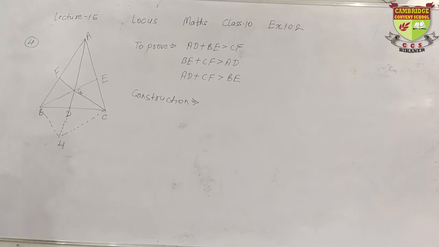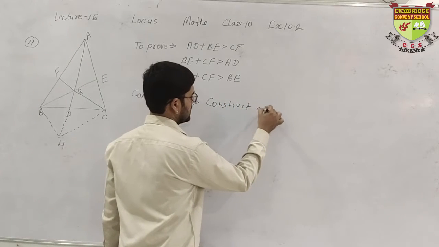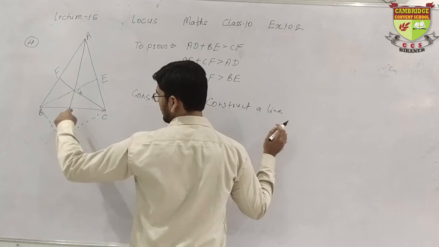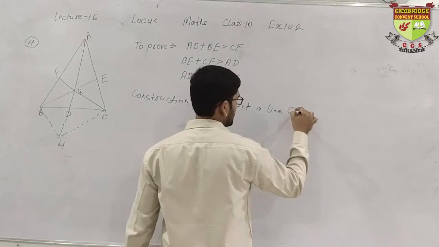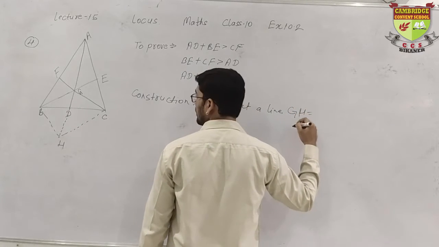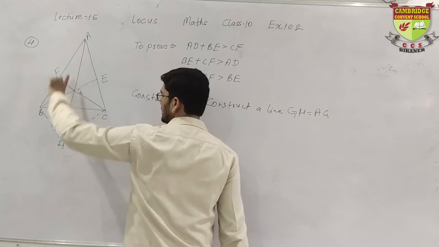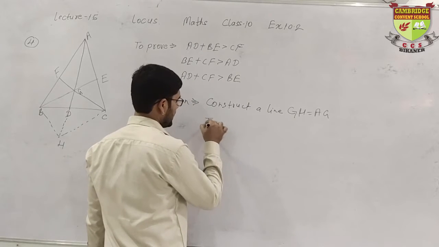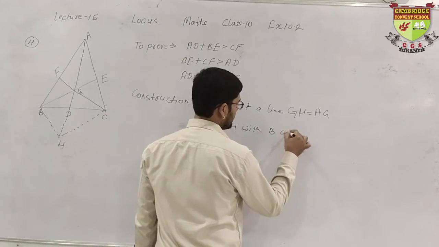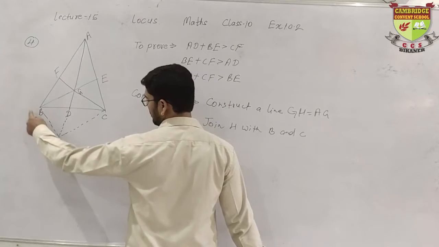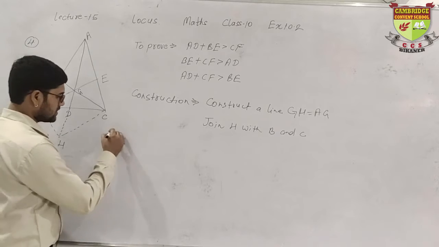What I have just constructed, see. Construct a line GH, which is equal to AG. That means this size and this size are equal, and then join H with B and C. H is connected with B and C as well. So this is our construction step. Now we will prove this.